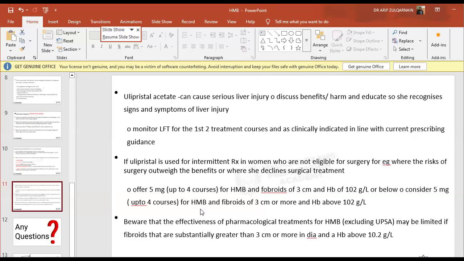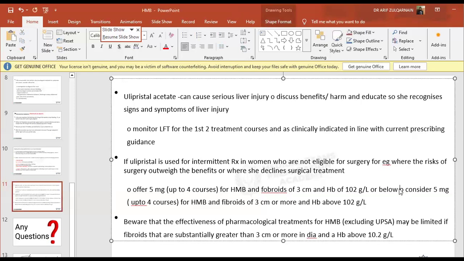Okay, so this is the difference between that. In patients with fibroids of 3 centimeter and HB 10.2 or below, we will offer her. But if the fibroid size is large, 3 centimeter or more, and the HB is also normal, then we will consider, we will not offer. Okay, this is the second option, but this is the first option. This is the wording of the NICE guideline.